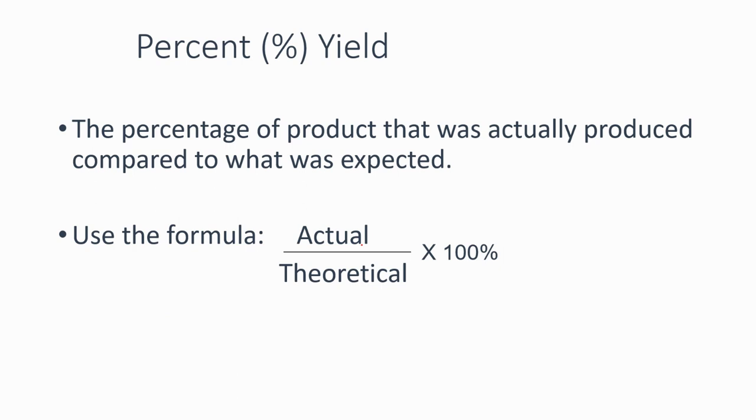The formula for this is actual, which is what you make in the experiment, divided by theoretical, which is going to come from the stoichiometry, times 100, and then your percent is your unit.